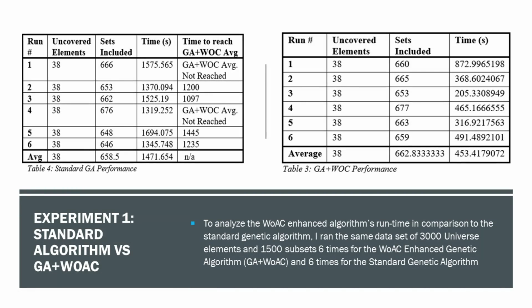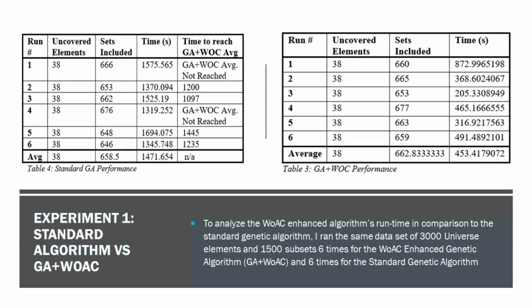Now we can talk about the first experiment that I performed regarding the standard algorithm versus the genetic algorithm that was enhanced with wisdom of artificial crowds. To analyze the wisdom of artificial crowd enhanced algorithm's runtime in comparison to the standard genetic algorithm, I ran the same data set of 3,000 universe elements and 1,500 subsets 6 times for the wisdom of artificial crowds enhanced genetic algorithm, which I often denote by GA plus WOAC, and I also ran it 6 times for the standard genetic algorithm.